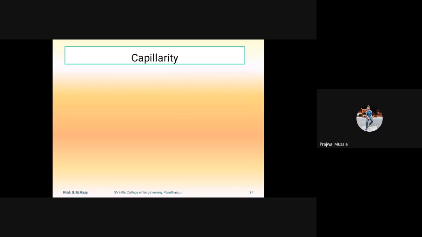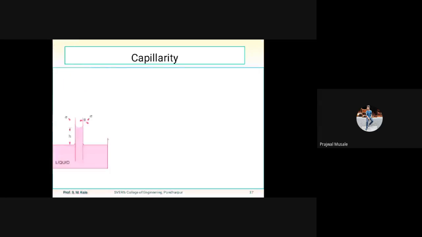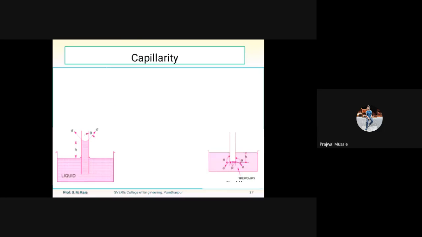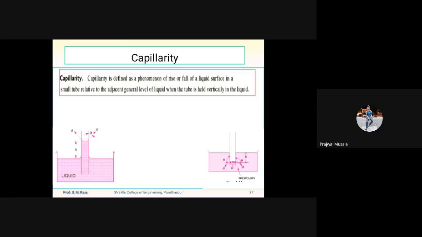Now the next concept is called capillarity. We know the definition of capillarity. In general, capillarity is the phenomenon in which there is rise or fall of liquid surface in a small tube relative to the adjacent general level of the liquid when that tube is held vertically in the liquid. In simple words, capillarity is the rise or fall of liquid level above its general level or below its general level.